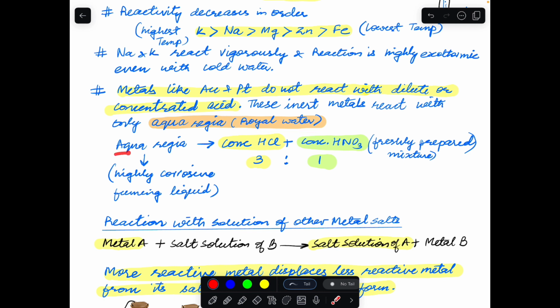What is aqua regia? Aqua regia is a highly corrosive and fuming liquid, and it contains 3 parts of concentrated hydrochloric acid, HCl, and 1 part of concentrated nitric acid. When we mix these two, the freshly prepared mixture is called aqua regia, and we can treat gold or platinum with this, and we can dissolve them in this liquid. Otherwise, no other acid is capable of dissolving gold and platinum. These metals are gold and platinum.